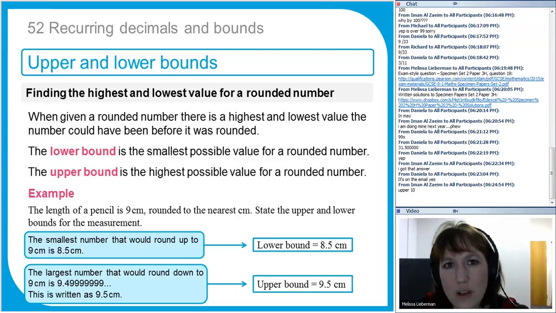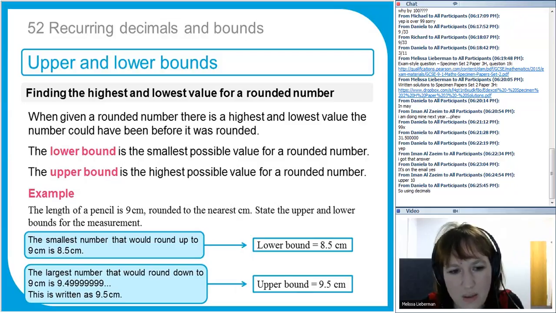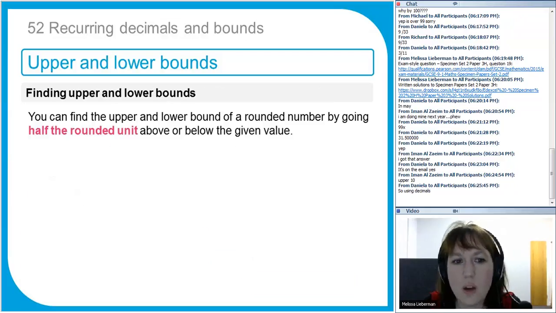Now, in real terms, if it was exactly 9.5, we'd round up. But the upper bound is always half of the amount that we're rounding to above, and then you take half below. So it's quite easy to work out once you get your head around it, and don't worry about it too much, because when we write it using inequality symbols, it will be a little bit clearer. So always go half the rounded unit above and below.